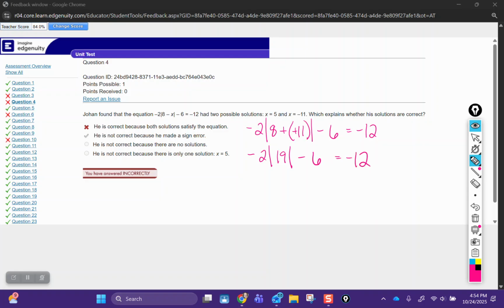We're going to take the absolute value of 19 and get 19. So now we have -2 times 19 minus 6. I'm using parentheses now for multiplication. -2 times 19 is -38. Negative 38 minus 6 is not negative 12. So that solution does not work. So you chose the answer that says he is correct because both solutions satisfy the equation, but x equals negative 11 does not satisfy the equation. And then we saw that when I solved it, we should have gotten 5 and 11.